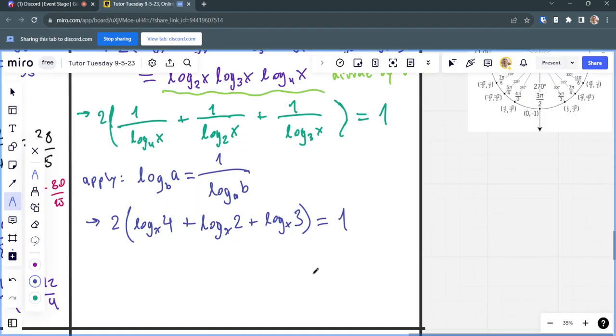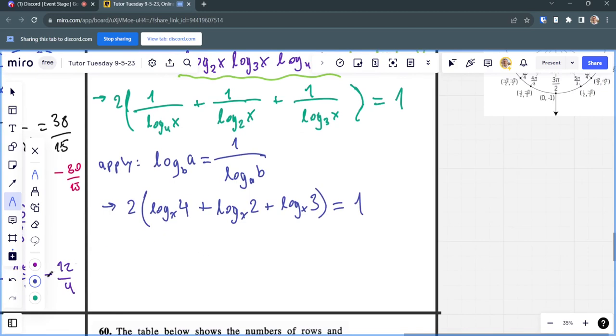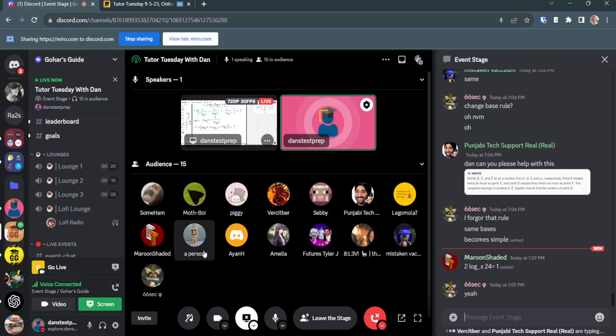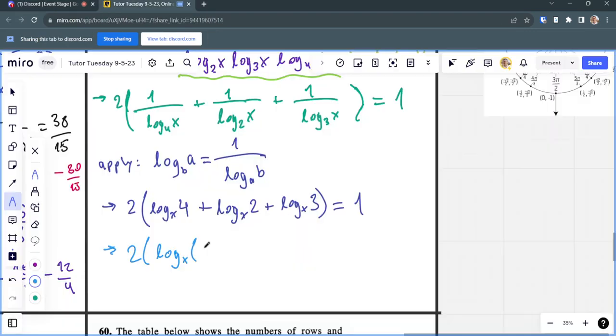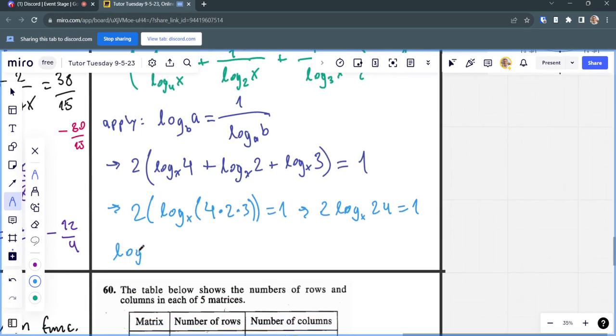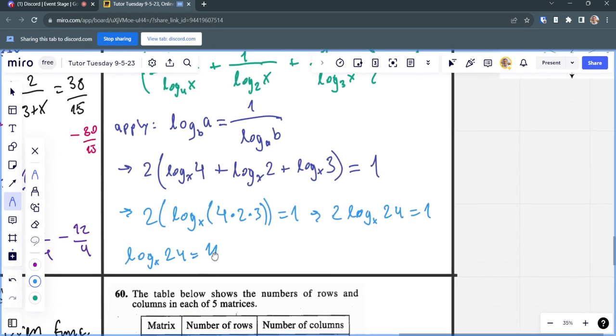Same bases. Exactly. So we can multiply all of these things together. Same bases gives us 2 times log base x of, yes, log base x of 24. 4 times 2 times 3 equals 1. So 2 times log base x of 24 equals 1, or log base x of 24 equals 1 half.